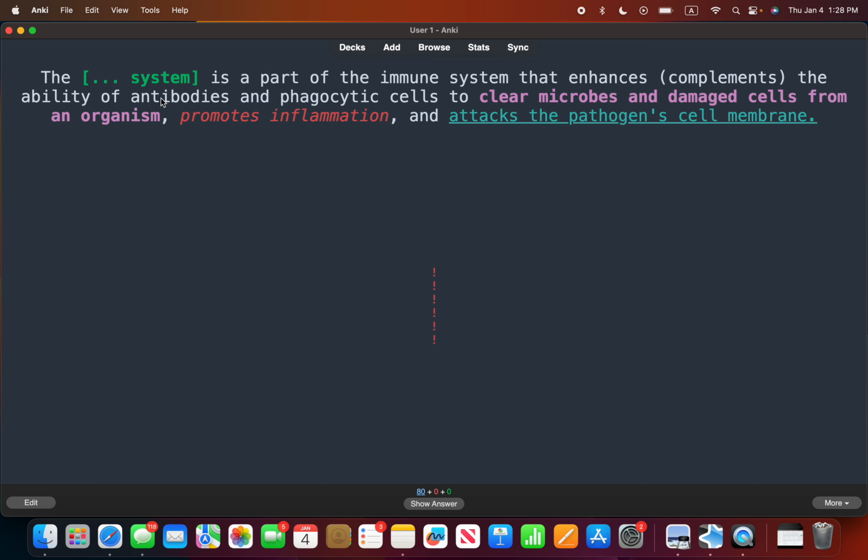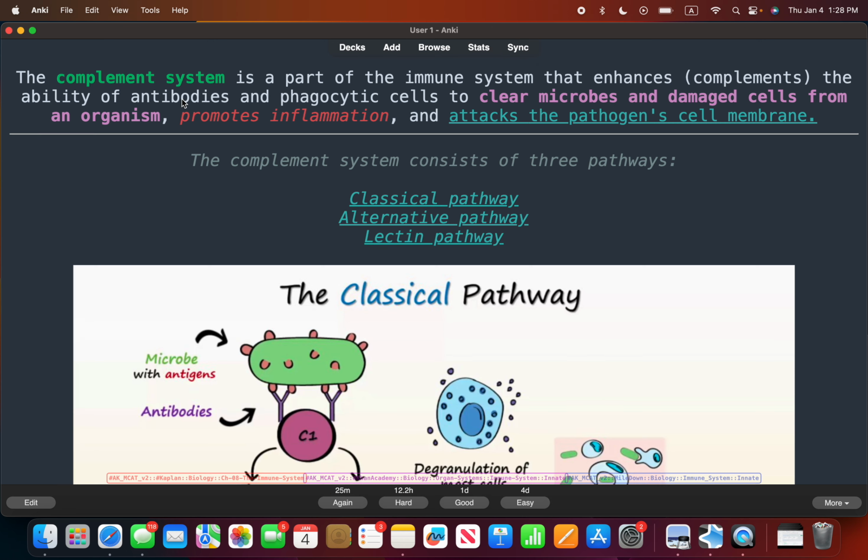I believe it should be the lymphatic system. No, it's the complement system. So the complement system is part of the immune system. It complements the ability of antibodies and phagocytic cells. So it helps the antibodies and phagocytic cells to clear microbes and damaged cells from the organism. So it's like a recycling job.